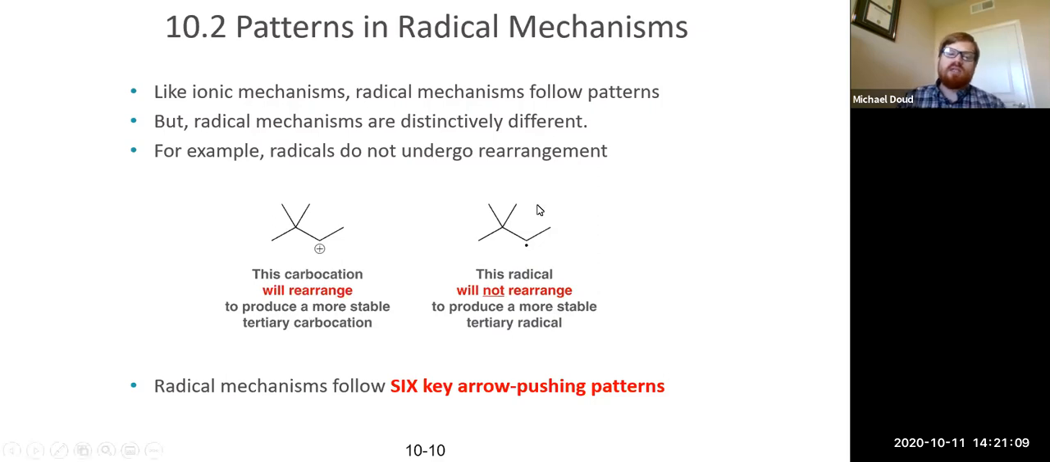Like here, you see this carbocation, you should immediately think, oh, there's going to be a 1,2 methide shift, so we can form the tertiary carbocation. That's not going to be the case with a radical. It's not going to rearrange in any way. So that can be good news, but we just have to keep in mind that we're following different rules here for the radicals. And here are the mechanisms that we're going to be using, the arrow pushing patterns, excuse me, that will be used in the mechanisms that we talk about with radical chemistry.